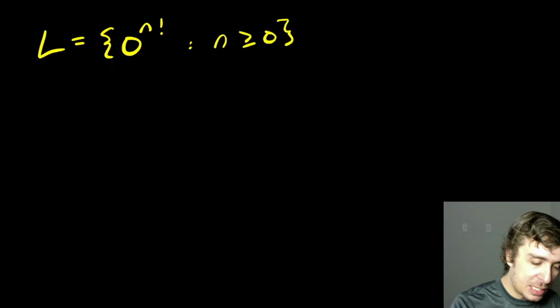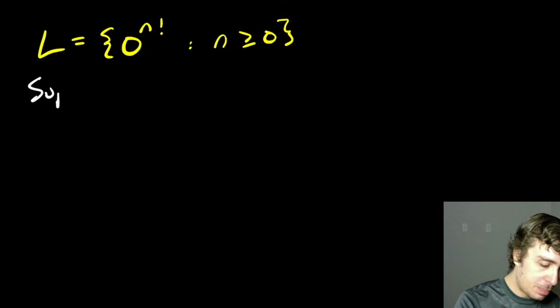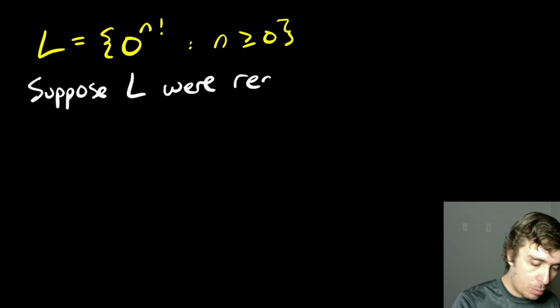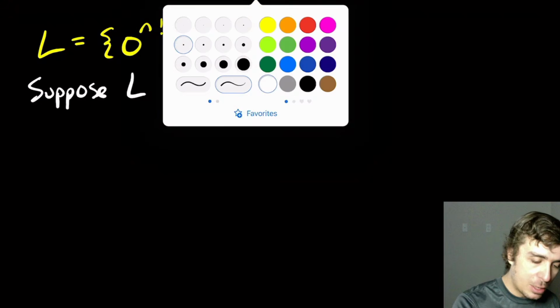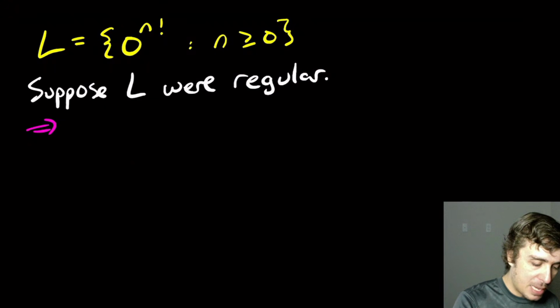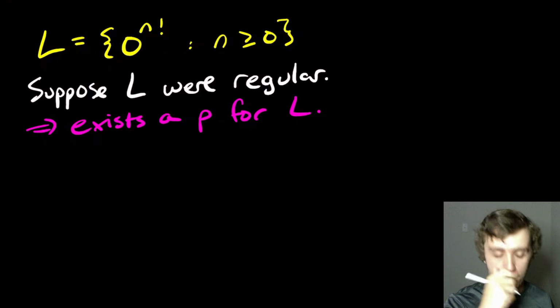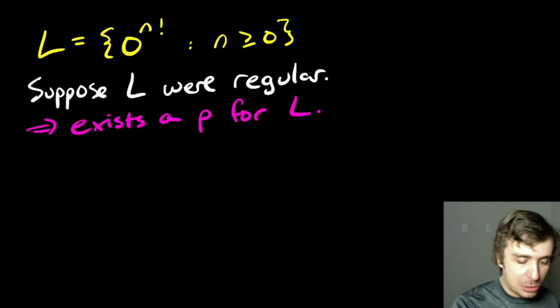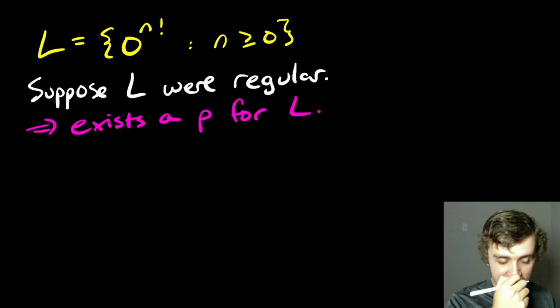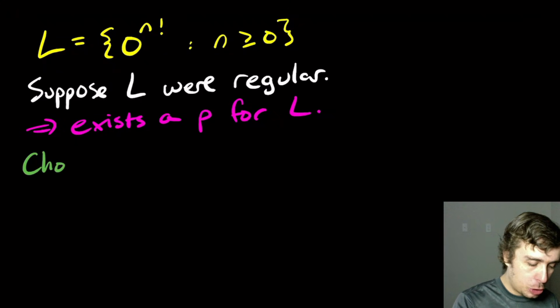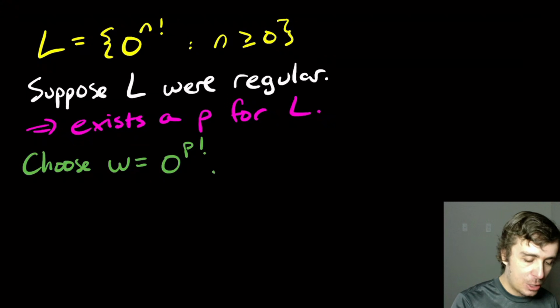So I want to show that this thing is not regular. Let's suppose that it were regular. Then that means there exists a pumping constant p for this language L. Now we want to pick a string that's in the language and has length at least p. Well, that's no problem. Let's choose w to be equal to 0^(p factorial).